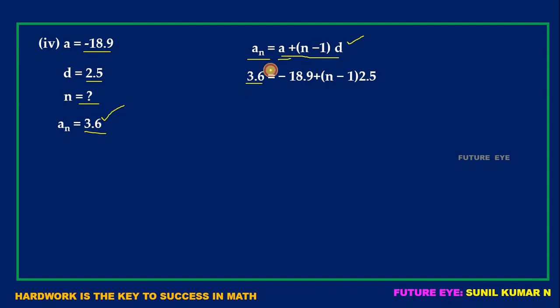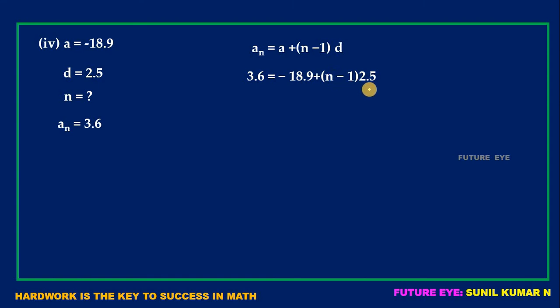What is the value of A? That is minus 18.9. And N we have to find, hence N let it be as it is. And D value is how much? That is 2.5. Hence write 2.5 here. And here I wanted to tell you one thing, children. Whenever you are going to find the value of N, just follow the method I am explaining now. That will be easy compared to other methods.